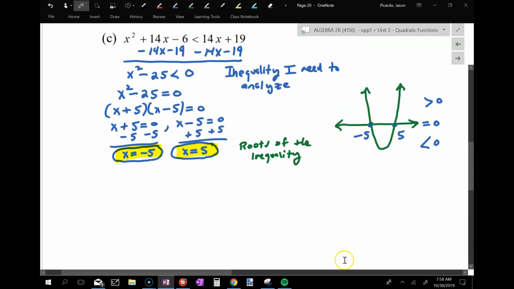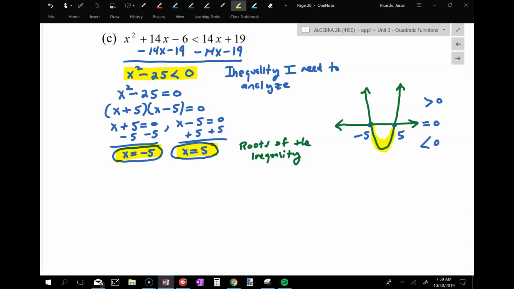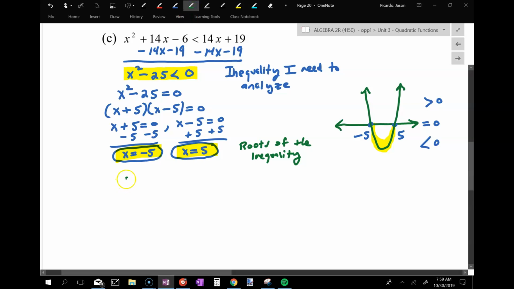All right, so in this case, what did I want, guys? I wanted the answers that were less than 0. So less than 0 are the ones that are going to be below, the ones that are going to be between the roots in this case. Am I going to include the roots? No. So where does my interval begin? At -5. And where does it end? At +5, because I'm between the roots. There's my solution.